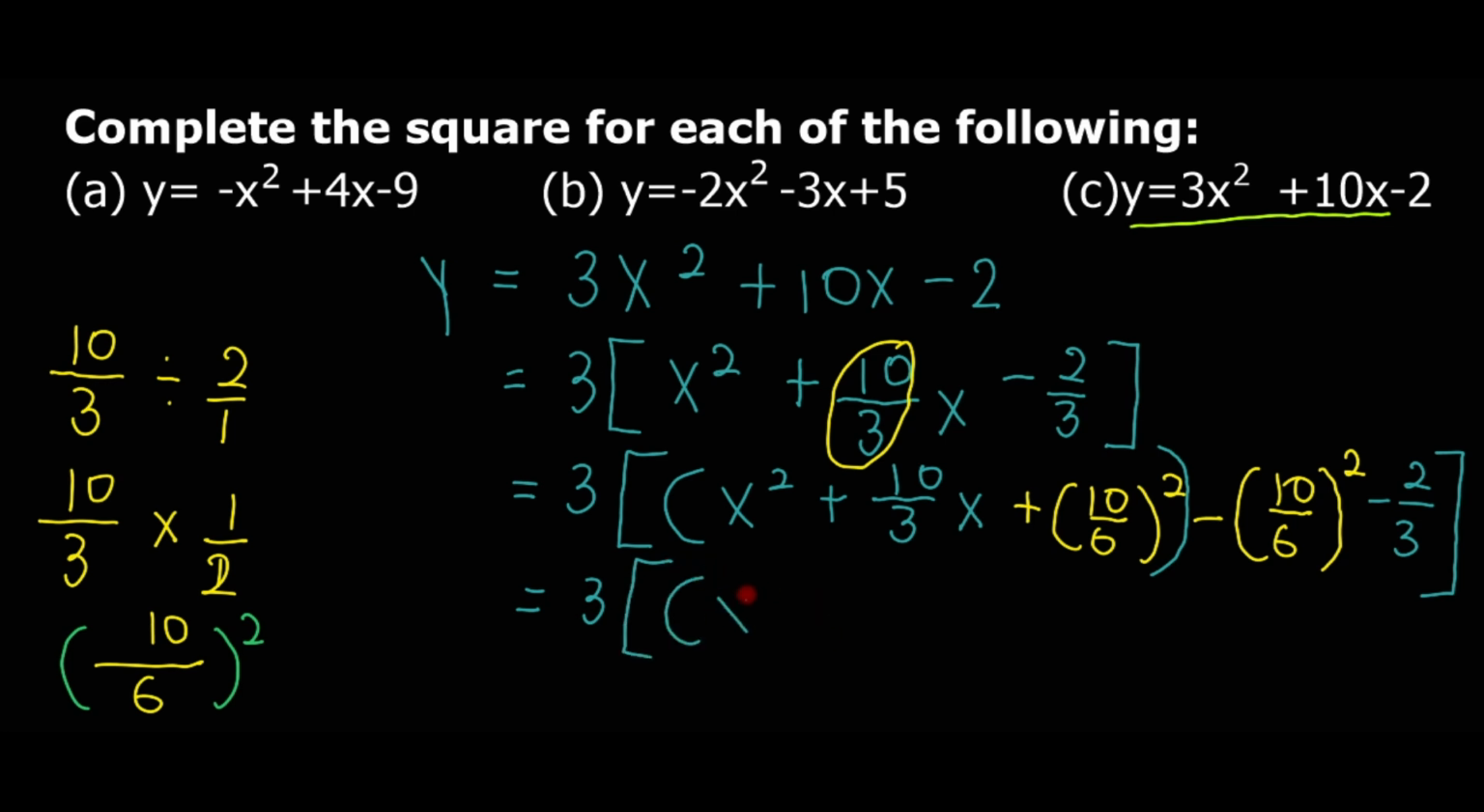So this is x, with this sign which is just positive, and then this one is squared. So this is just 10 over 6. And then this part we press on the calculator. When you press this part on your calculator, it gives negative 31 over 9.